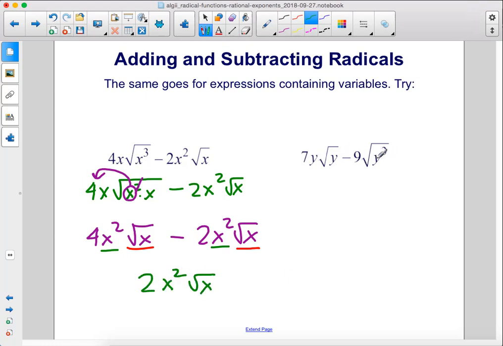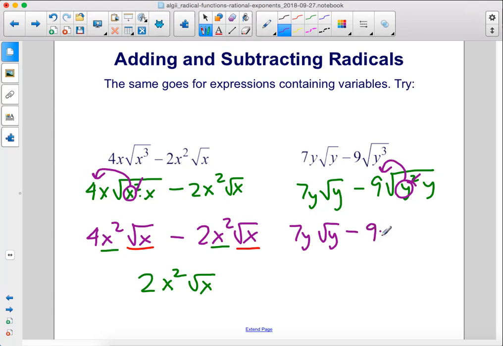Over here, let's rewrite y to the third as, here at the beginning, minus 9 times the square root of y squared times y, which is the same thing as y cubed. So then this squared cancels, this y moves out front, and we have 7y times the square root of y minus 9y times the square root of y, because there's still this y left.